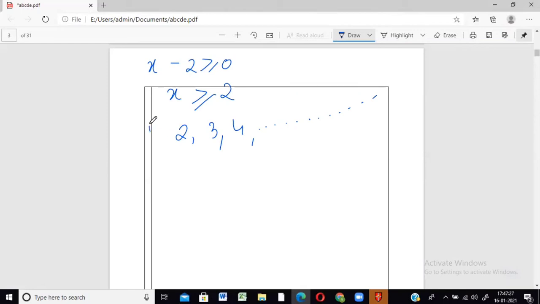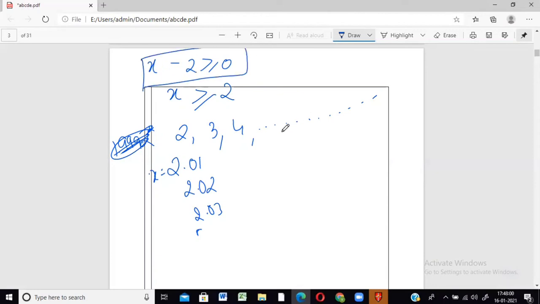Is 1 okay? No, 1 is not okay. Is 1.999 okay? No, this is also not okay, because this is less than 2, correct? Is 2.01 okay? Yes, that is also okay, because this is greater than 2, correct? So x can take these values: 2.1, 2.011, 2.02, 2.03, 2.033, 2.044. Oh my god, there are infinitely many values that x can take to make the statement true. So when you have this type of linear inequality, there are infinitely many solutions. I hope you understand the meaning of infinitely many solutions. Infinitely means very, very many, you cannot even count them.